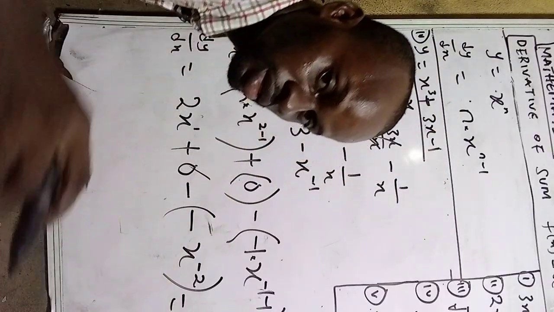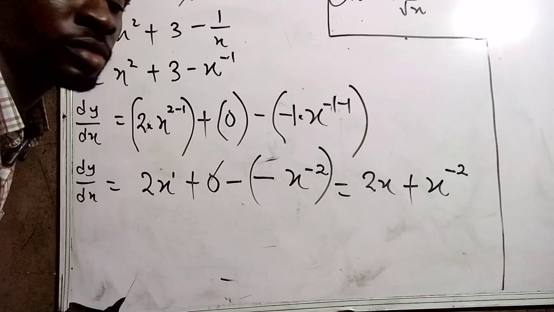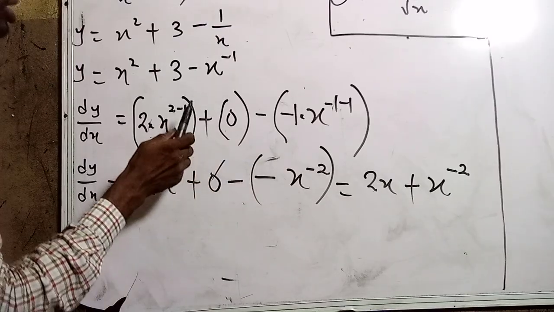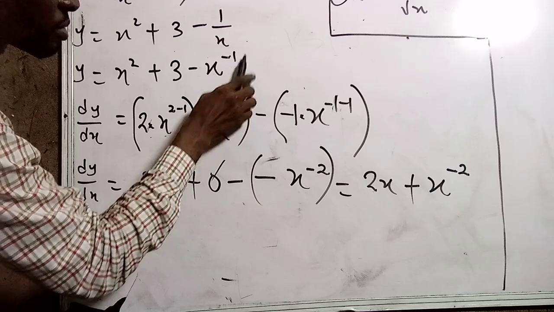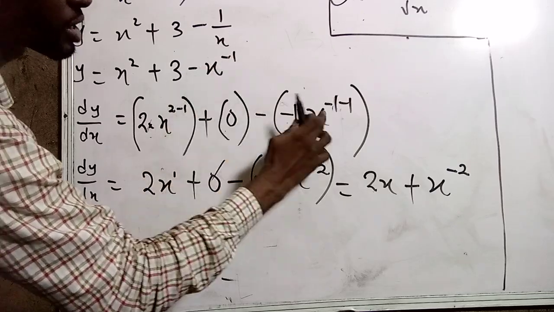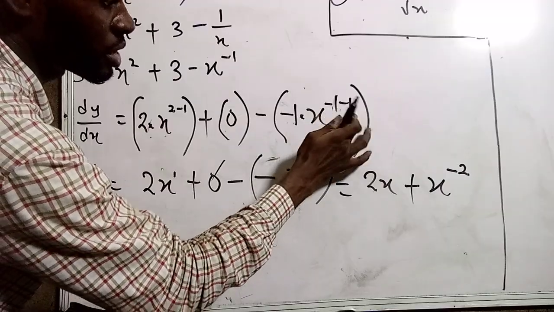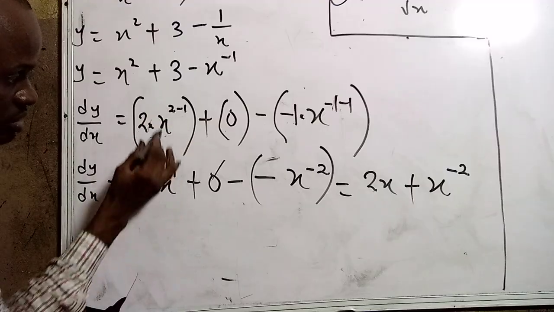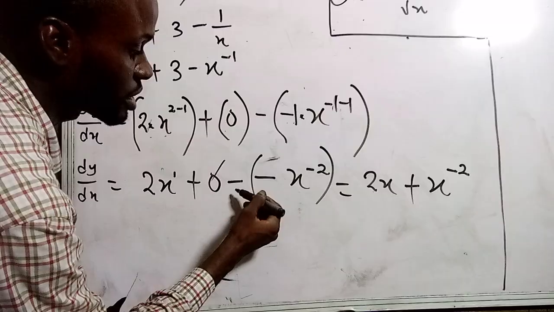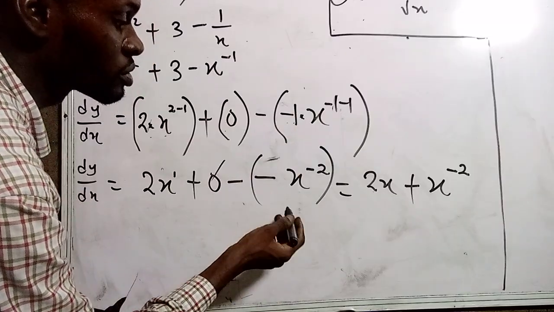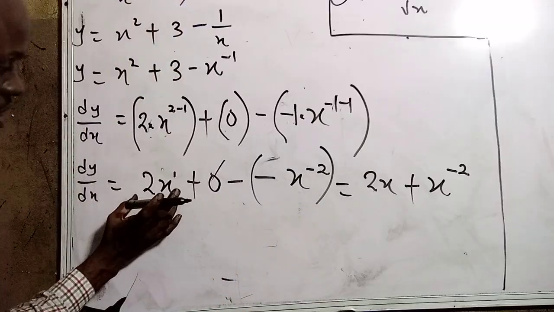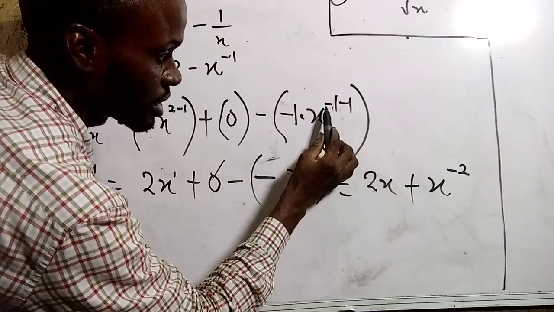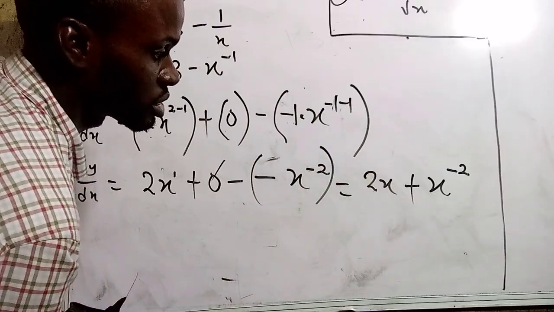So this is what I've done here. This is 2x to the power 2 minus 1, 0. Then from what I have here, this is minus, multiply by minus 1, and subtract 1 from the power minus 1. So if you come down, this becomes 2x. This is x, 2 minus 1, subtract 1 from the power, 2 minus 1 is 1. This is 0. This one is minus minus, and minus minus is plus, obviously. Then from here, remember this is minus 1 minus 1 equals minus 2. So we have minus 2.